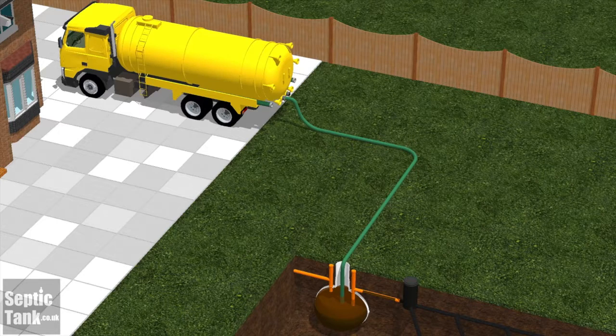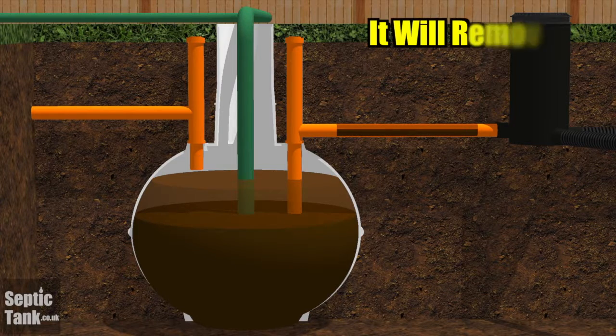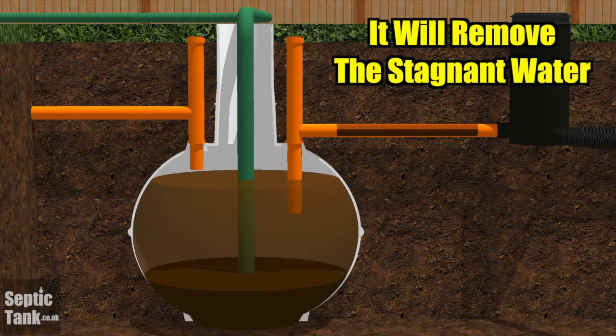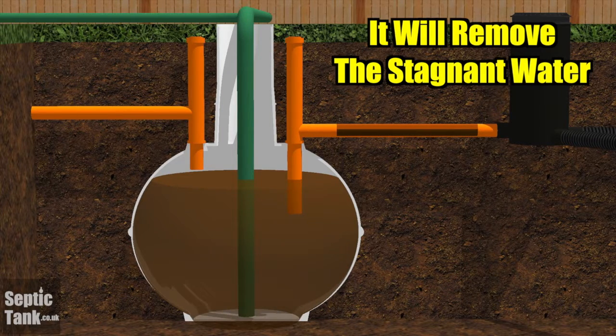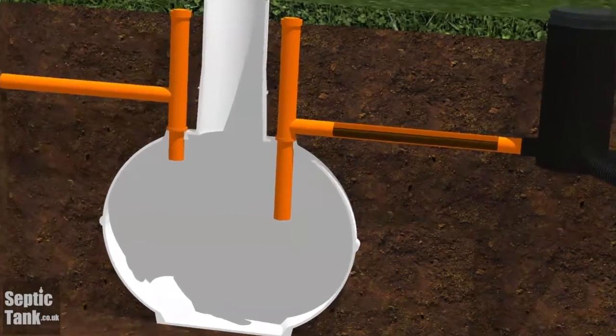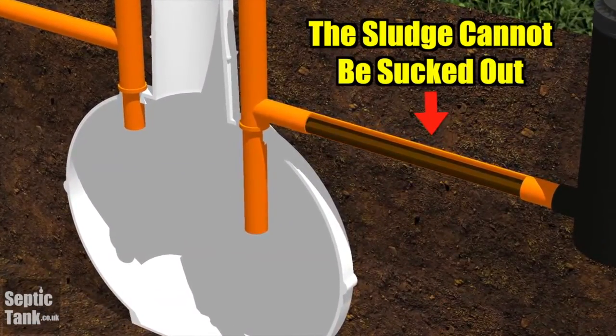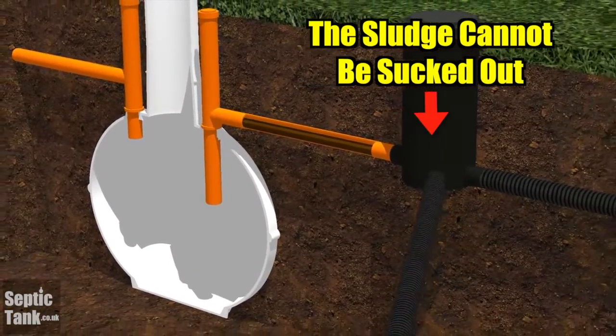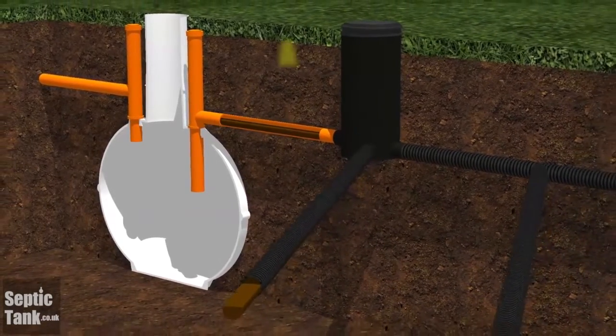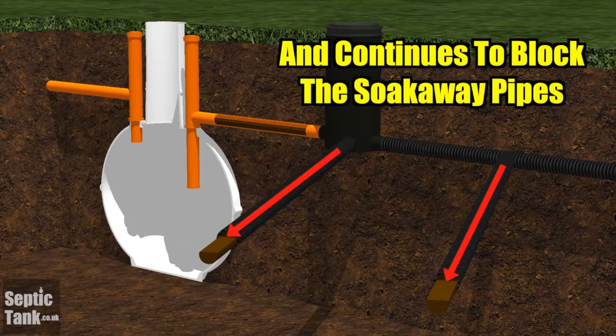If your septic tank is backing up or overflowing, then of course you need to get it emptied, and this will remove the stagnant wastewater inside the septic tank, but that's all. The sludge and the fat and the grease will still remain in the pipes leading to the soakaway because unfortunately it can't be sucked out. And this sludge and the fat and the grease will continue to block up the soakaway pipes.